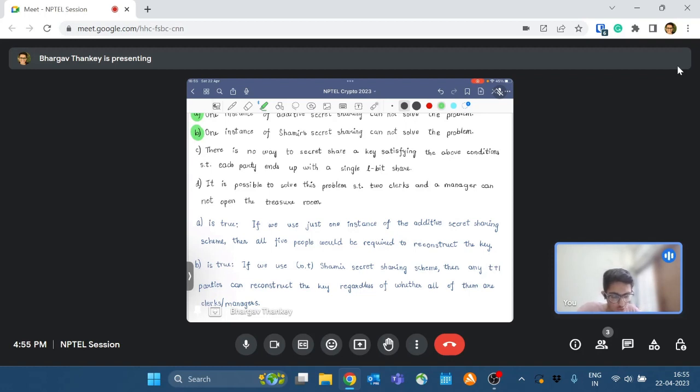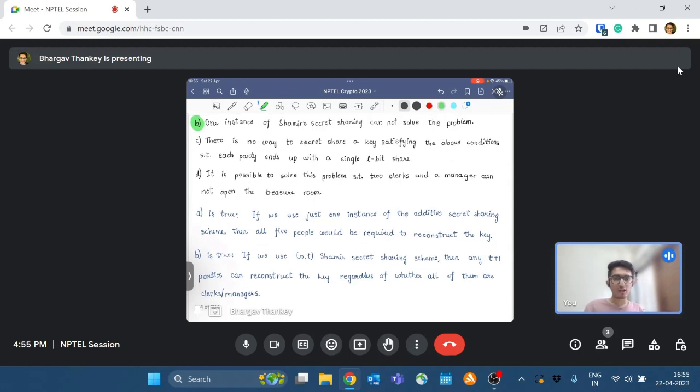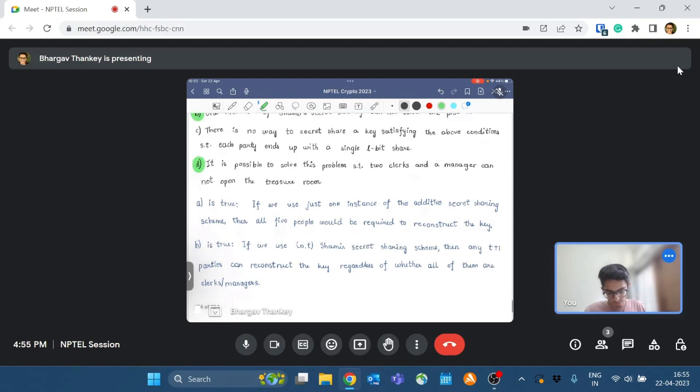What about C? There is no way to secret share a key satisfying the above conditions so that each party ends up with a single L bit share. Well, this is false. We'll see that option D is true, and to prove that option D is true, we'll come up with a scheme in which each party needs just a single L bit share. So the proof that option D is true would imply that C is false. Let's show that D is true and in the process show that C is false.